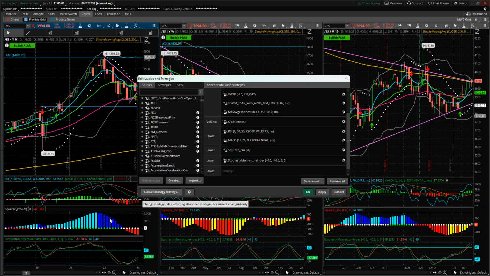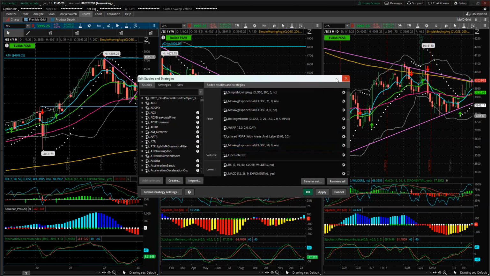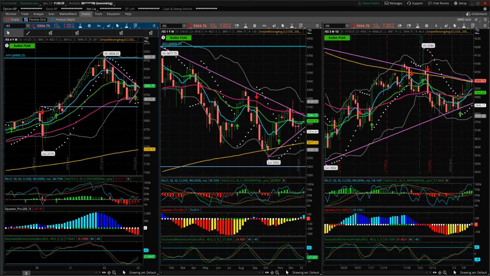The Squeeze Pro is in the middle here, and then the bottom one is the stochastic momentum index that I'm using a 3-5 time frame on, and I've got the 40s for my overbought, oversold. That's pretty much it. It's the same on all 3 of the time frames. For me, let me add a couple more people in. So those are the technical indicators for this setup that I'm using.